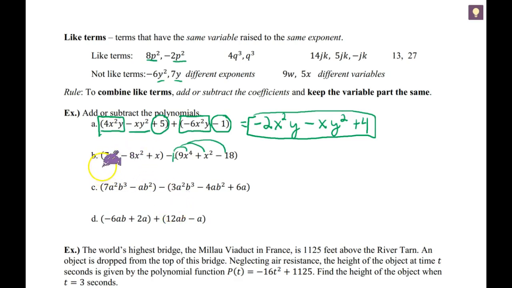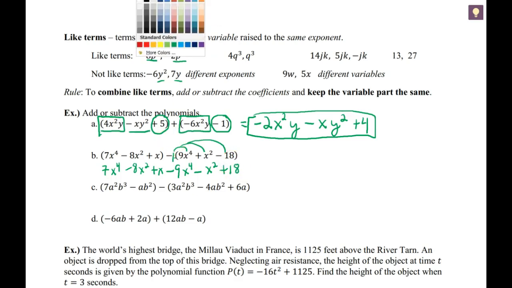This first parenthesis stays the same. There's no negatives outside. This is exactly like it was. Then, negative 1 times 9 is negative 9x to the 4th. Negative 1 times x squared is negative x squared. And negative 1 times negative 18 is a positive 18. And then again, I look for like terms.